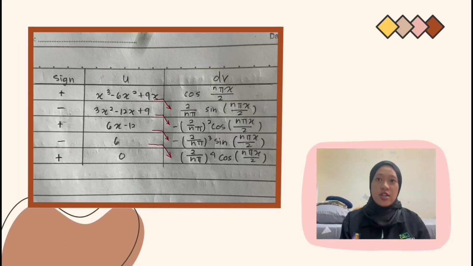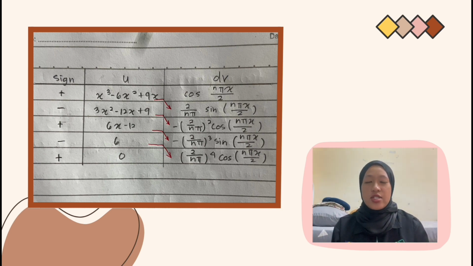In the integration by parts, we take the linear expression, which is x cubed minus 6x squared plus 9x, as u, and cosine(n pi x over 2) as dv. Then we differentiate, taking the derivative until u becomes 0. After that, we arrange them as I put the arrows there for u and dv: the first term of u with the second term of dv, and continuing until the last dv with 0 u.